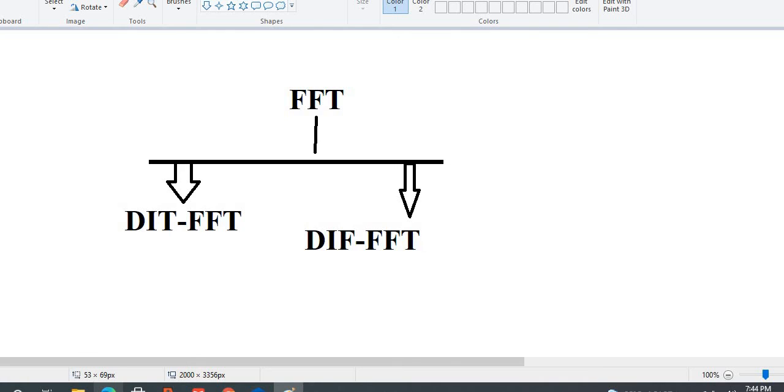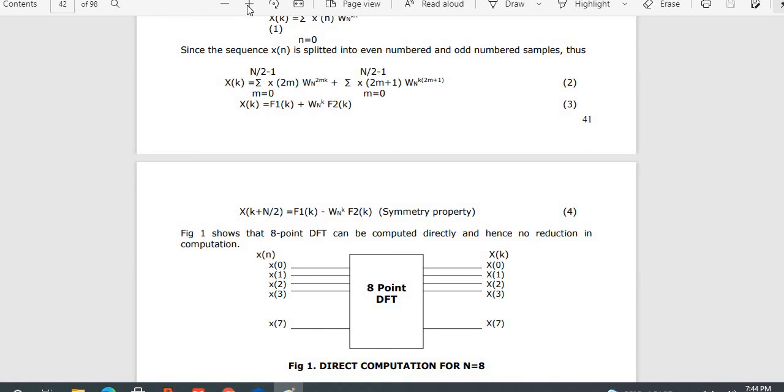So let us consider what the FFT is all about, and how we can use it for FFT analysis. As you can see here, we have 8 points, right? What are the 8 points? 0 till 7. Those are the 8 points.